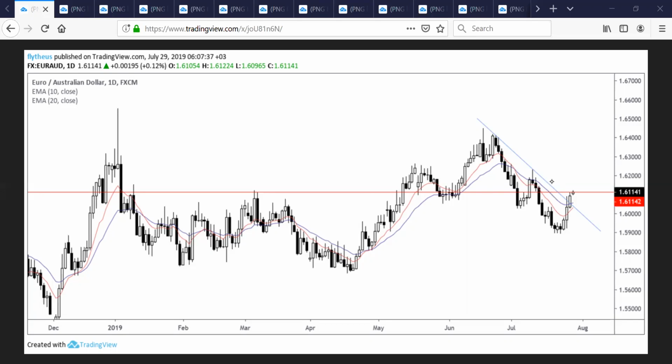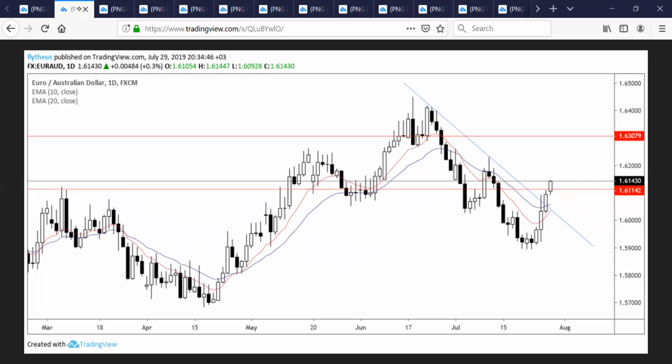So what I'm waiting for is two things: a close above the diagonal resistance line and a close above the horizontal resistance line. Once those two things happen, I can start looking for a buy limit order. All right, I got a close above the diagonal level here, but I'm still waiting for a close above the horizontal level before I can put my limit order in.